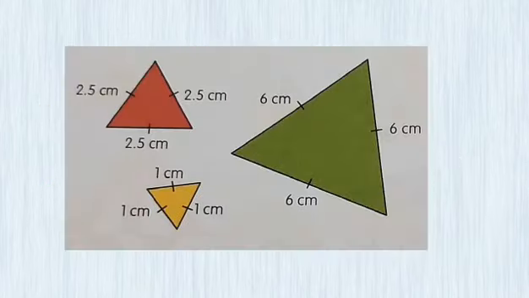Here are some examples of an equilateral triangle. You can see that the length of each side of the green triangle is 6 centimeters. Also, note that the measure of each angle of this green triangle is 60 degrees. And the same is true for the red triangle and the yellow triangle.